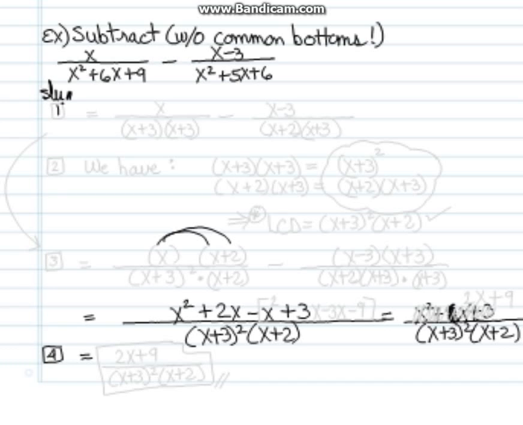We're going to subtract two rational functions that do not have common denominators. Oh boy, that's going to be a tough one. We have x over x squared plus 6x plus 9 minus x minus 3 over x squared plus 5x plus 6. Step 1, let's go ahead and factor the denominators.